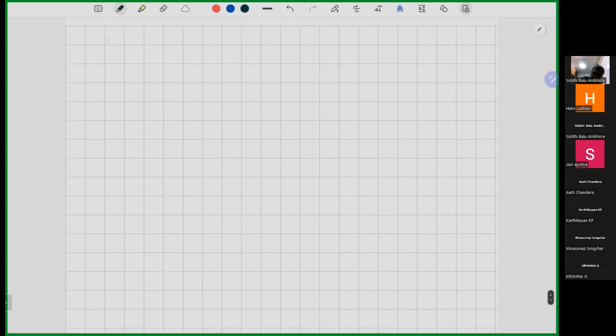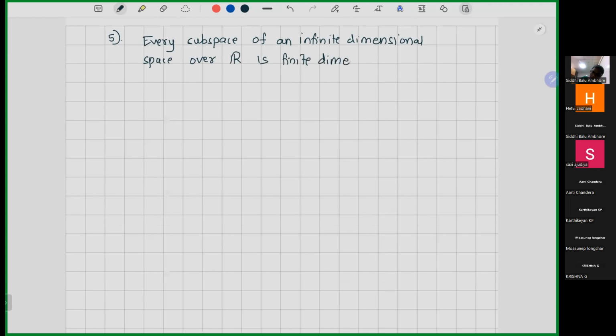Let's move to this question, that every subspace of an infinite dimensional space over R is finite dimensional. And we just discussed this, right? What was the answer to this? We discussed this a few minutes back. Can somebody tell me whether it's true or false, or your guesses?